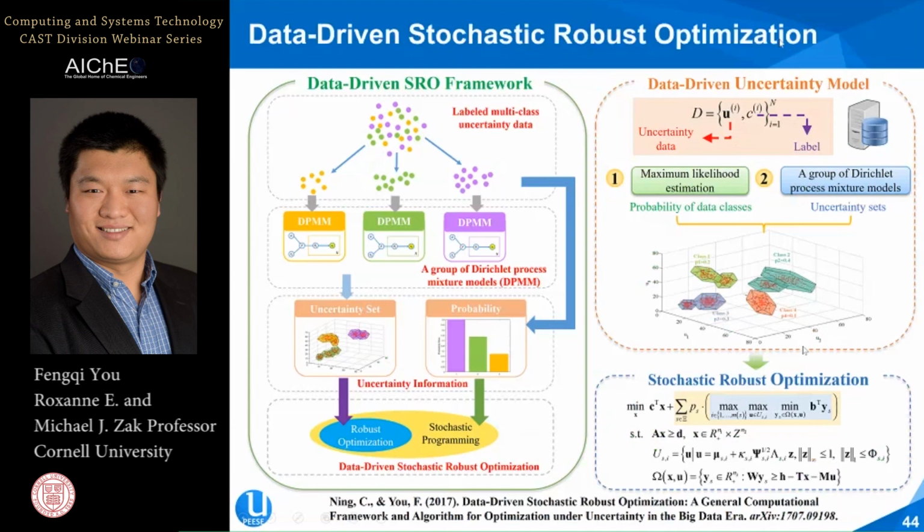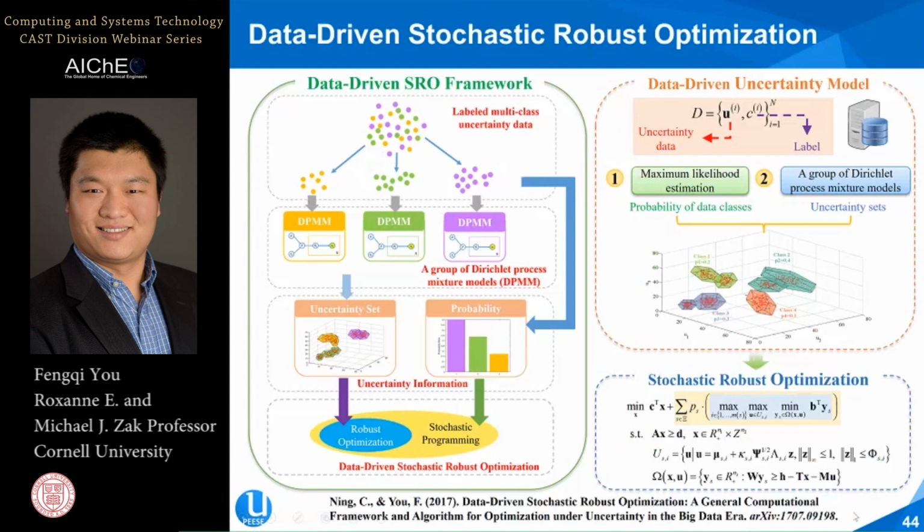All the details about this stochastic robust optimization are ready. We posted them on arXiv. If you know arXiv, it is from Cornell, one of the Cornell library products. If you're interested, you can look into this paper on data-driven stochastic robust optimization, a general computational framework and algorithm for optimization under uncertainty in the big data era.